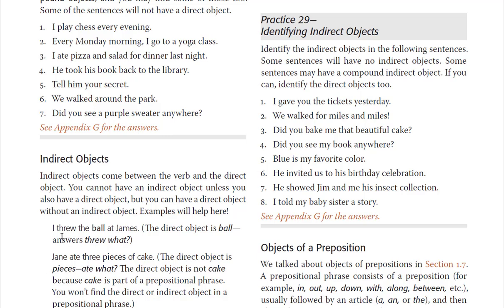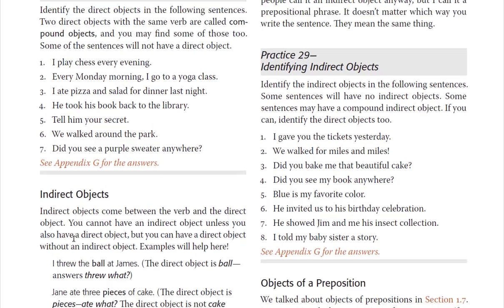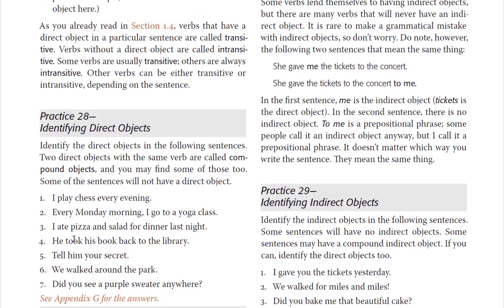So in this sentence, I threw the ball at James. The ball is a direct object because it comes right after the verb. James can be the indirect object and it is the object of the preposition, both in this particular sentence. So that particular sentence has both.